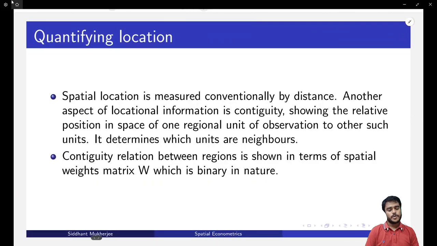Now, if we are quantifying a location, spatial econometrics basically deals with the locational parameters we discussed in the first part. Spatial location is measured conventionally with distance, or with another kind of spatial information, contiguity. What are the contiguity relations? We now discuss that.